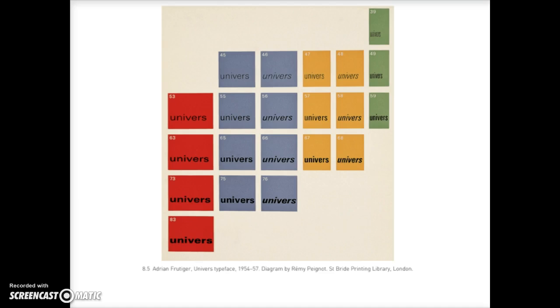The Univers font was designed by Adrian Frutiger in 1954. It is a neo-grotesque typeface, and like I said before, it has so many different weights to it, and this table here kind of helps to highlight that as you go through.